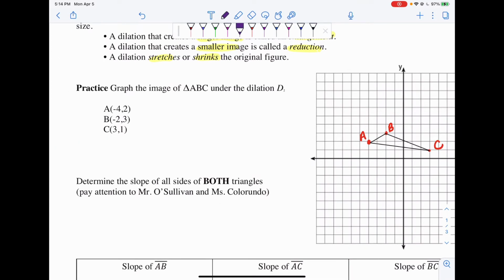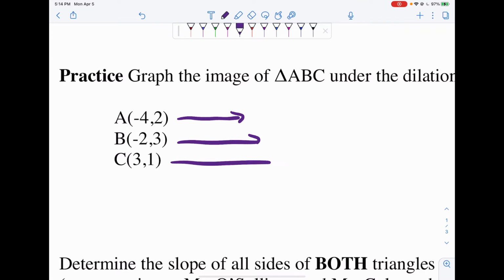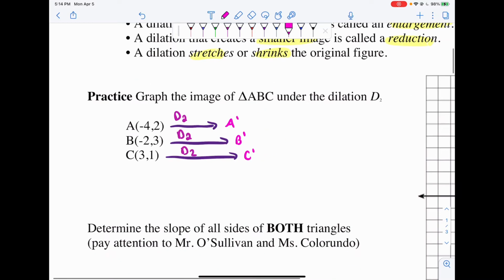So when we do a dilation, we are going to be multiplying. So what I like to do, not sure what Miss Colorundo likes to do, but I should ask her, is I basically rewrite dilation of 2 above each arrow. And that lets me know that I'm going to be multiplying each of those coordinates by a 2. So I get A prime, B prime, and I also get C prime. And we need to use that prime notation because it means we're making a new image.